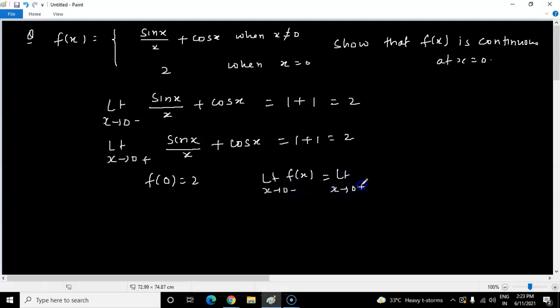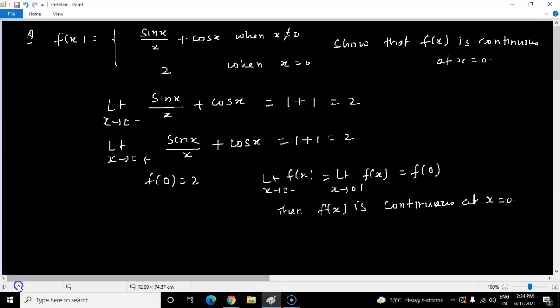Limit of x tends to 0 plus f of x. All three are same. Then f of x is continuous at x is equal to 0. Getting? Yes, sir. Do this one, then after that we'll go to the differentiation.